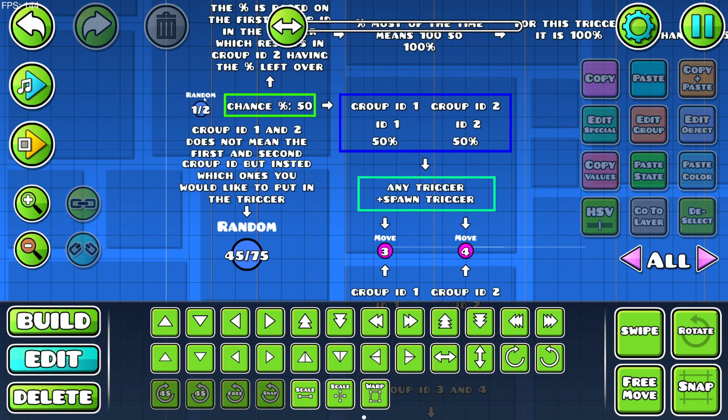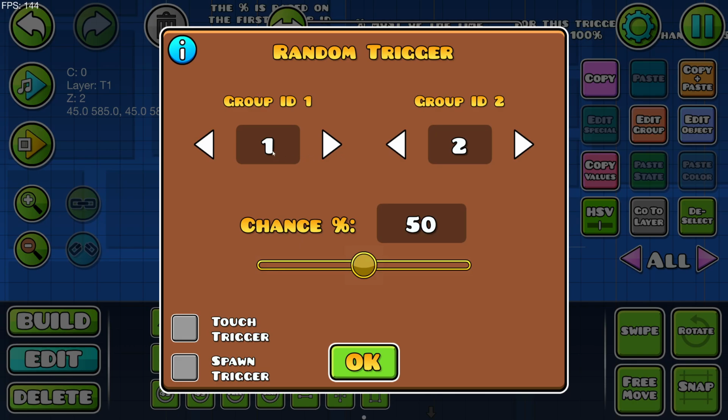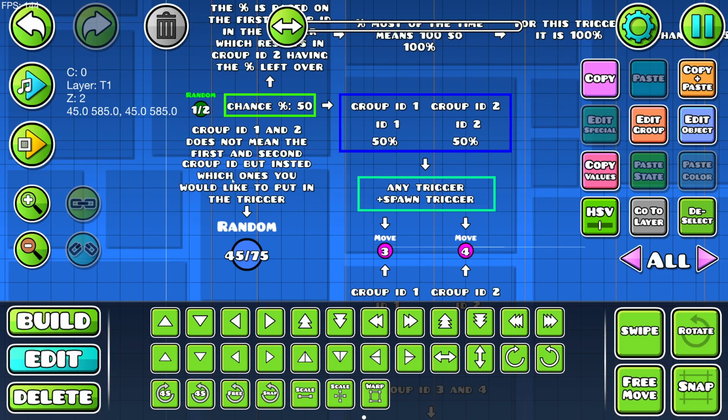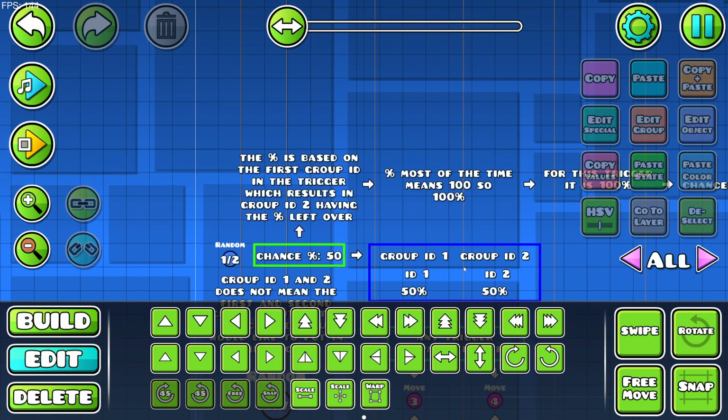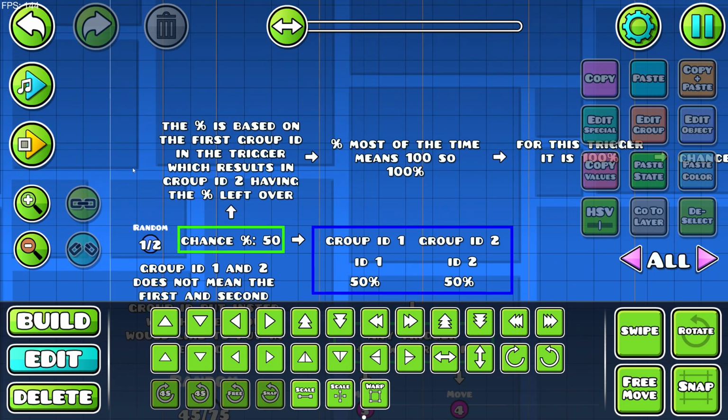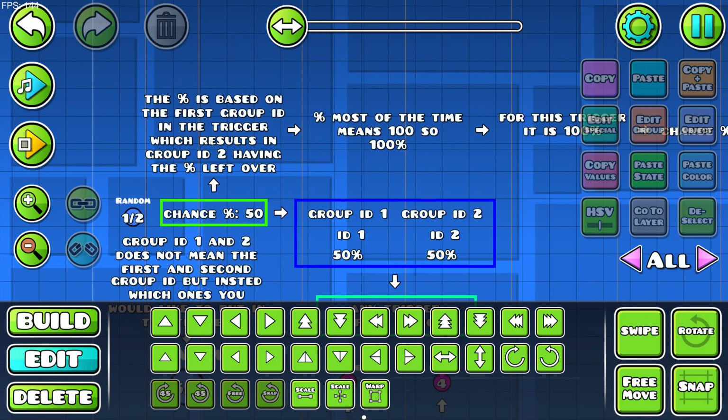And just to be clear, group ID 1 does not mean the actual group ID 1, it's just the two you could put in. It does not mean the first and second group ID ever. It just means, in your optional ones, you could put any number, and that will register as that first one and that second one, right? And it's mainly based on which percentage you put.